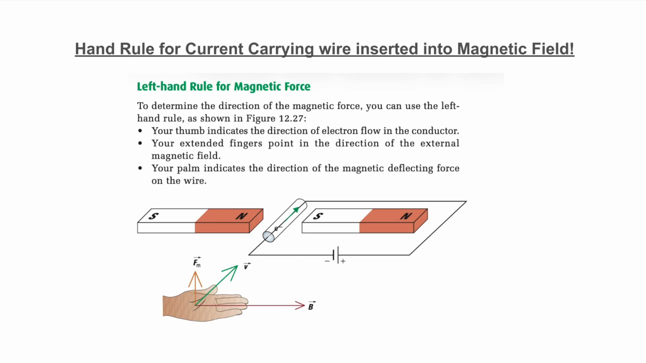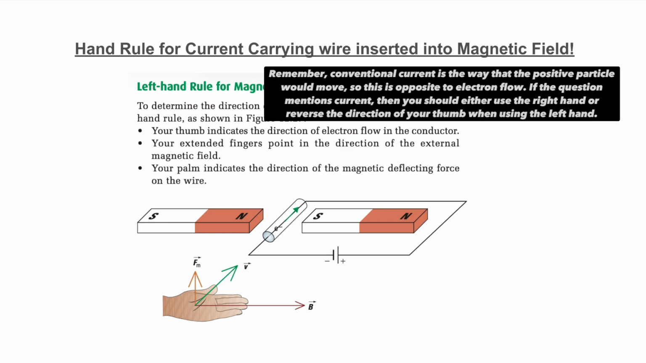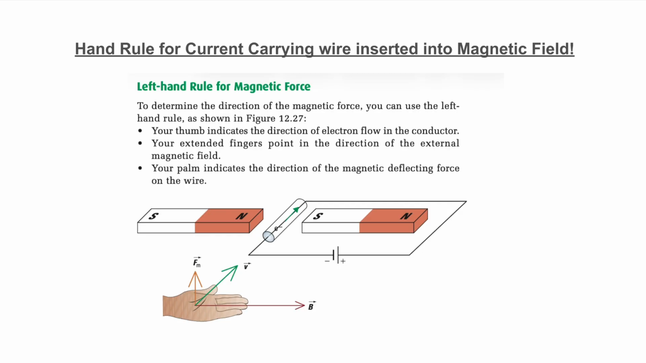So when we have a current carrying wire inserted into a magnetic field, we can use the left-hand rule in order to find the magnetic force. And just like when it came to the moving particles, the thumb is going to go in the direction of electron flow. Now that's opposite to current, so don't mix those two up. If your electron flow is into the page, the current flow is out of the page, or the conventional current. And then your fingers point in the direction of the external magnetic field, so that goes from the north end of the magnet to the south end, and then the palm is going to be the direction of the force, the magnetic force, or the deflecting force.